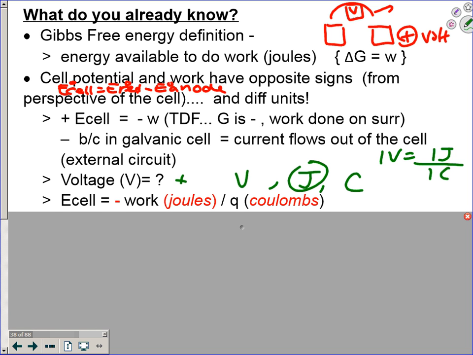E cell, which is volts, is equivalent to negative work, which is in joules, per coulomb, or per charge, per the number of electrons or the charge that those electrons carry. So Q is called charge. Q is not heat. In electrochemistry, Q is charge, which is related to the unit coulomb. If you know the relationship here, you could finagle different pieces and tell me how many volts were made given this amount of energy and this amount of coulombs. So there is a negative, or indirect, relationship between the E cell and work.